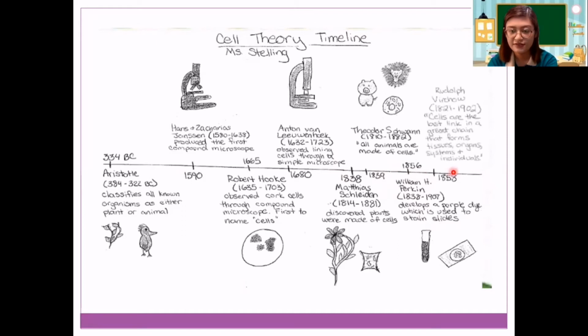Then by 1858, Rudolf Virchow stated that cells are the last link in a great chain that forms tissues, organs, systems, and even individuals. Okay, so let's proceed.